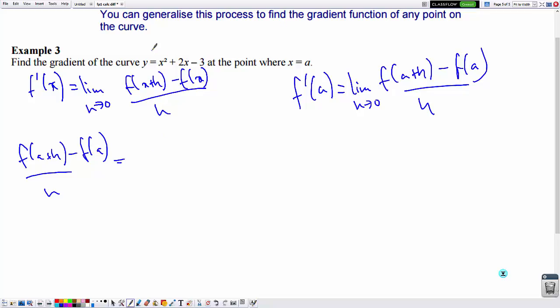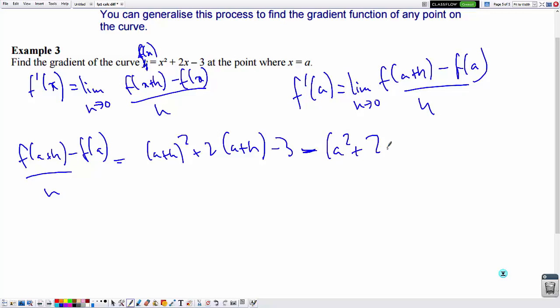By the way, instead of using y here, I'm just going to imagine f of x was equal to this. So a plus h into that, so it's a plus h squared plus 2 lots of a plus h minus 3, and then plug in a into that. Well, that's simply minus a squared plus 2a minus 3. I'm going to write it with the brackets so I don't make mistakes with my negatives, and all of that, of course, is divided by h.